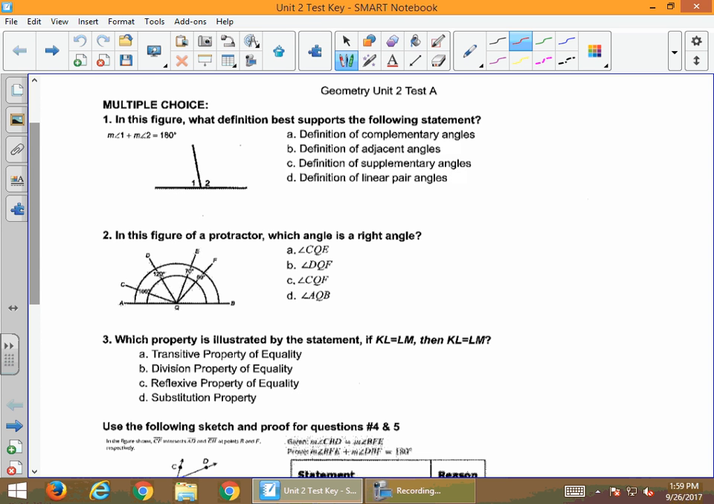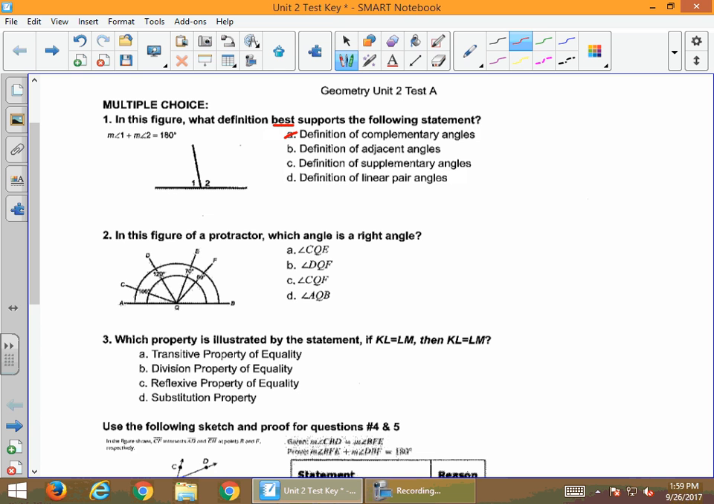So in this first one, it says in the figure, what definition best supports the following statement? Notice the word best. There are 2 of them that are really good answers, but there is one that is a little bit better. Looking at the picture, how do you know that the measure of angle 1 plus the measure of angle 2 equals 180? Is it by the definition of complementary? No. Nowhere in this does it say anything about complementary, and actually, complementary means it adds up to 90 anyhow.